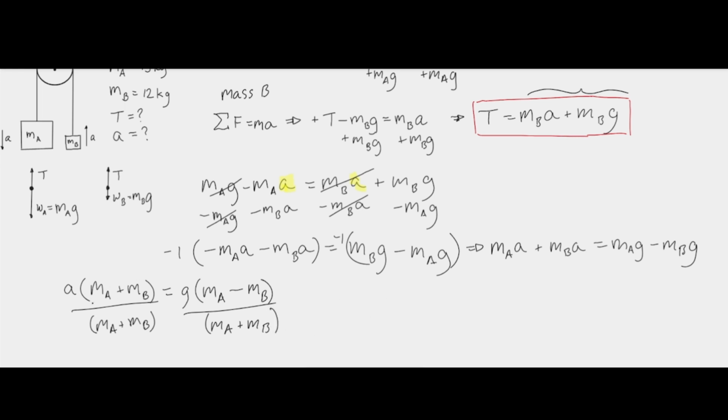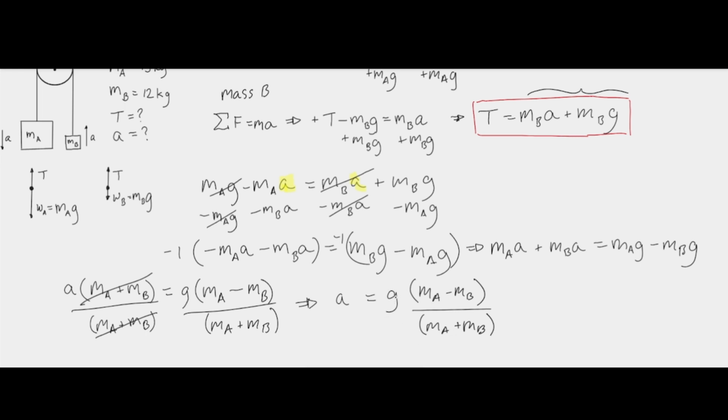And m sub a plus m sub b over itself is 1. And then I have the acceleration is equal to the acceleration due to gravity times the quantity m sub a minus m sub b over m sub a plus m sub b. And that was complicated, but we have every single one of these values.